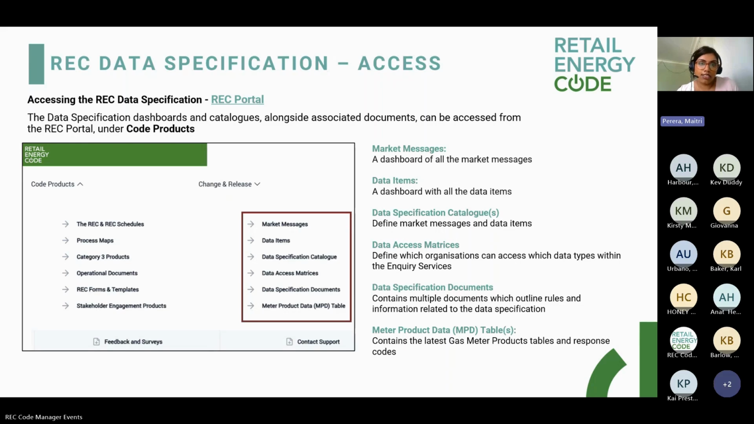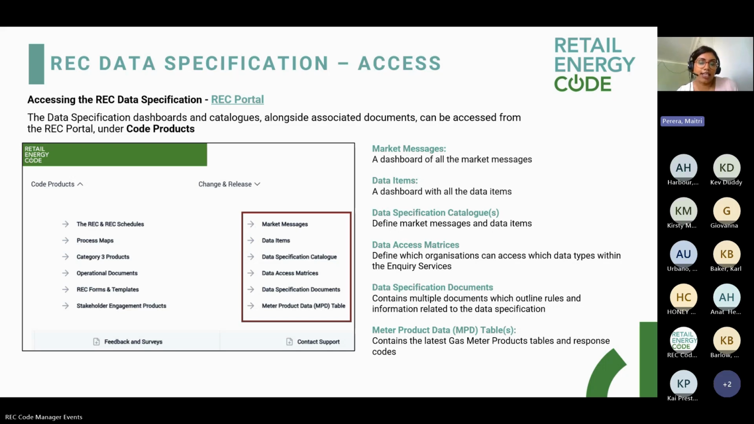We've then got the data items. This is a dashboard that provides access to all the data items in one place. We've then got the data specification catalogues. These define the market messages and the associated data items across the system.